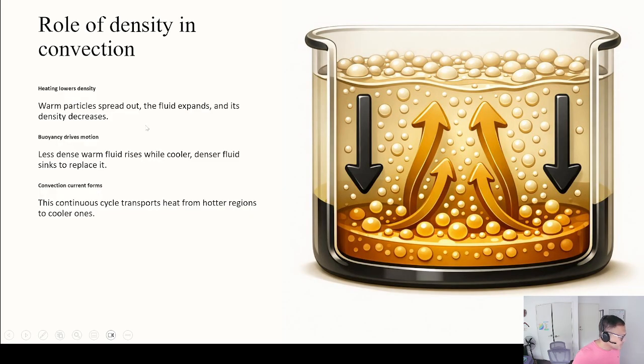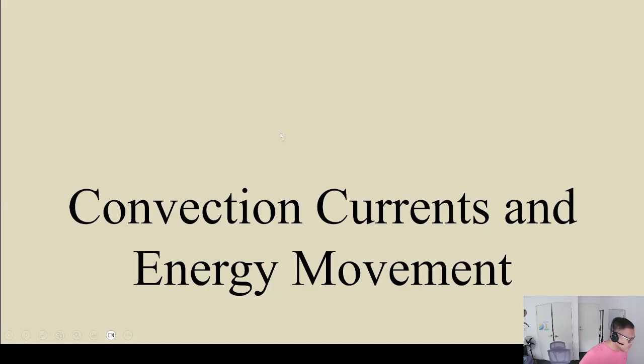Cool. So just to go through the slide, warm particles spread out, the fluid expands, and its density decreases, right? So when it expands, they move apart, which means density is decreasing. Less dense warm fluid rises, while cooler dense fluid sinks to replace it. This continuous cycle transports heat from hotter regions to cooler. This is an example of liquid, but the same is true in gas also, or air also, right? Air is a gas.